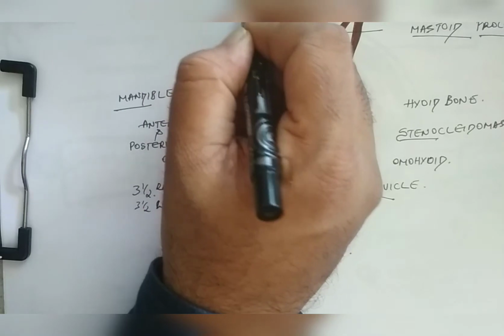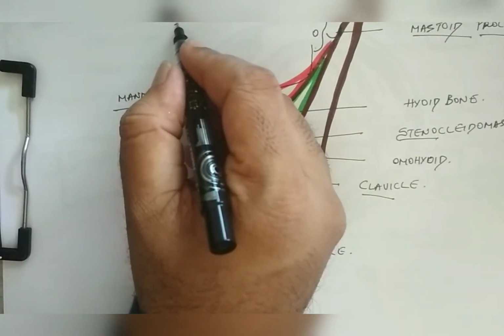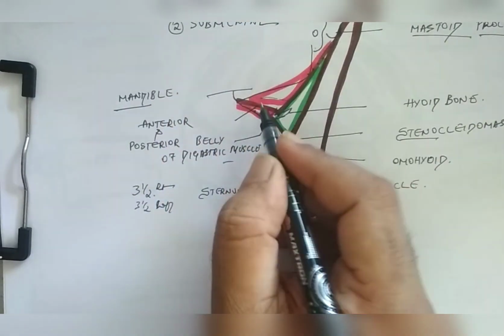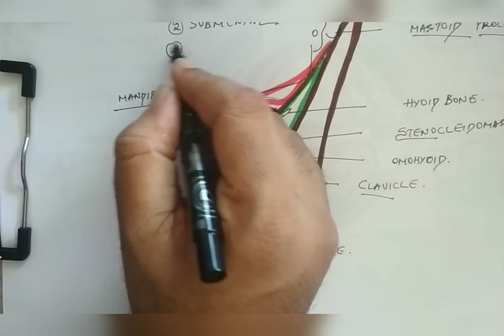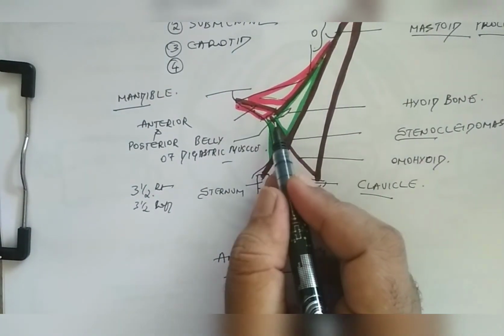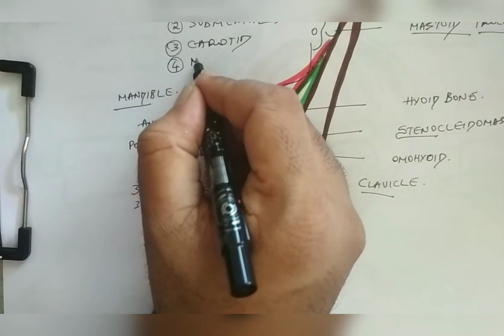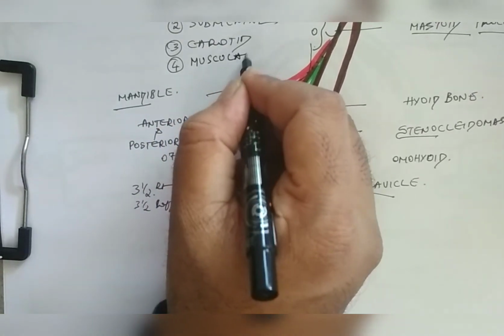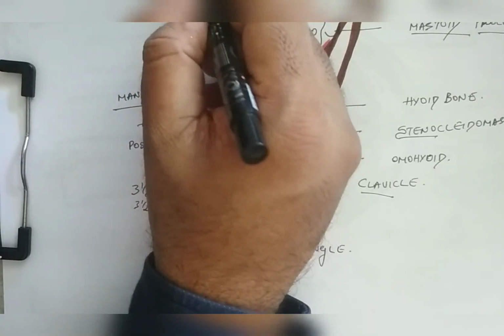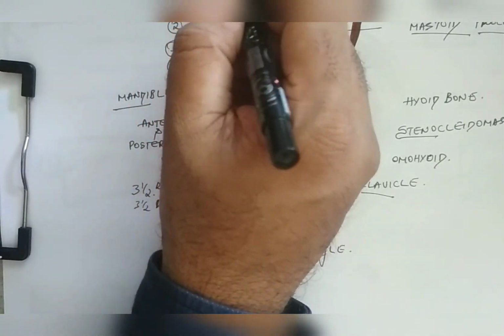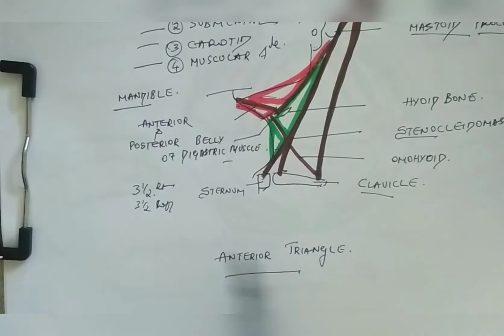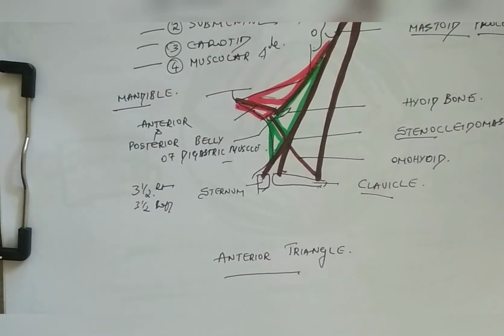Number 1, digastric. Number 2, submental triangle. Number 3, carotid triangle. Number 4, muscular triangle. So these are the subdivisions of the anterior triangle. So submental, half is present on the left side, half is present on the right side.